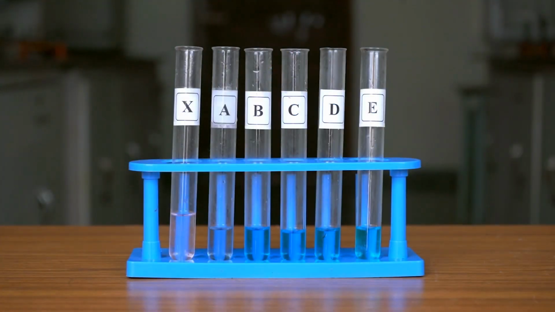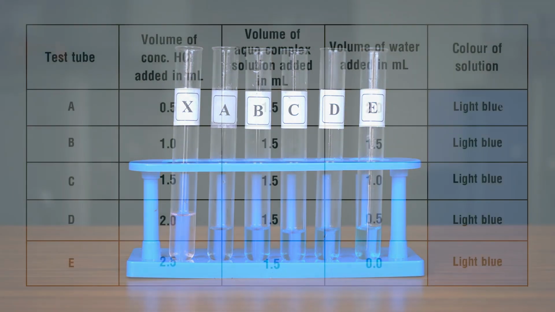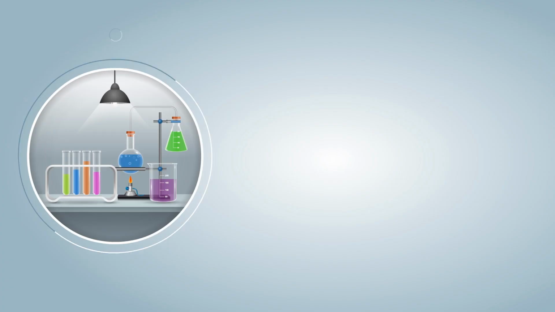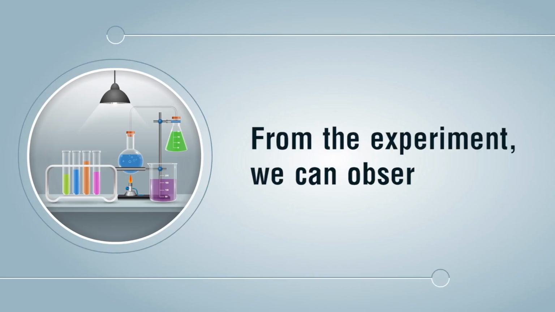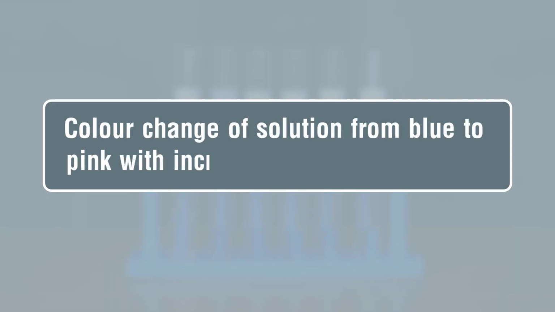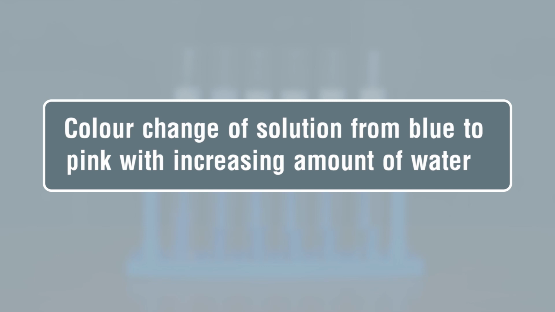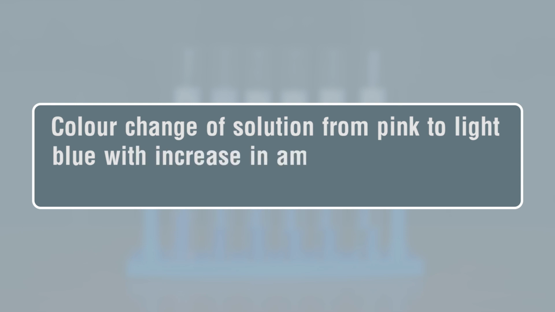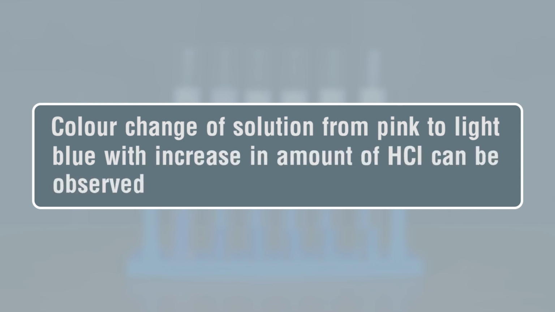Note the gradual change in color of the solution from pink to light blue with increase in the amount of HCl. Record the observation in tabular column. From the experiment, we can observe a color change of solution from blue to pink with increasing amount of water. Color change of solution from pink to light blue with increase in the amount of HCl can be observed.